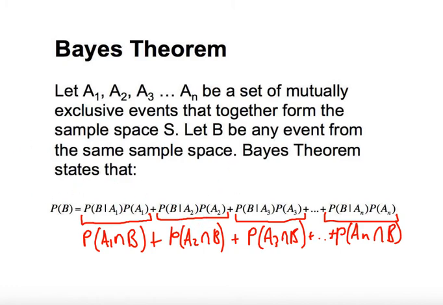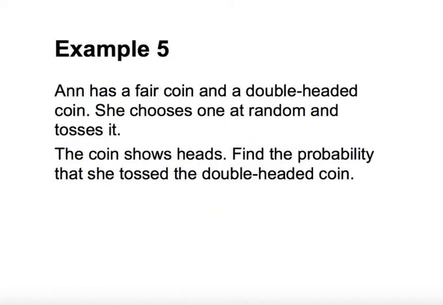I prefer to have a tree diagram and kind of space it all out because I'm a visual learner and I want to see that. But you might find this more useful. So we've got Anne has a fair coin and a double-headed coin. She chooses one at random and tosses it. The coin shows heads. Find the probability that she tossed a double-headed coin.